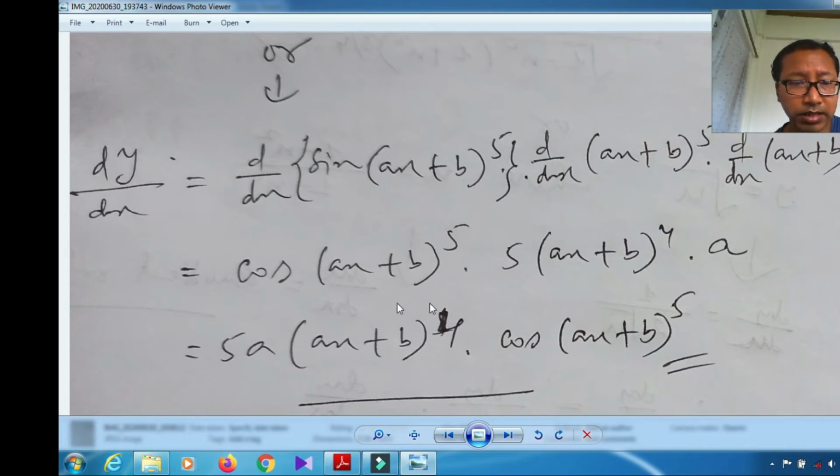Sine of this is cos of this. This is in the form of x to the power n, so 5 will come here, 5 this whole to the power 4, and the differentiation of this part is a. Now we will write it in the systematic way: 5a, then (ax plus b) whole to the power 4, cos of this. I think you will find easier this one than the other. Of course you may go for any one, you may like that also, no doubt. Okay, so in this way also we can do.